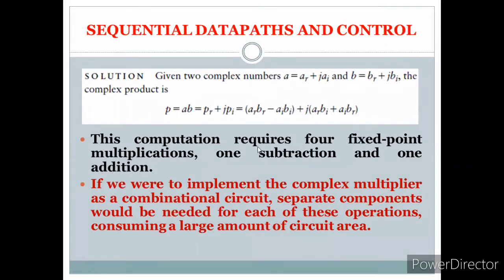If you implement the complex multiplier as a combinational circuit, separate components would be needed for each of these operations, consuming a larger circuit area. What happens here is that if you want to use only the combinational circuit, then the area increases. But we are making use of certain registers to store the values.